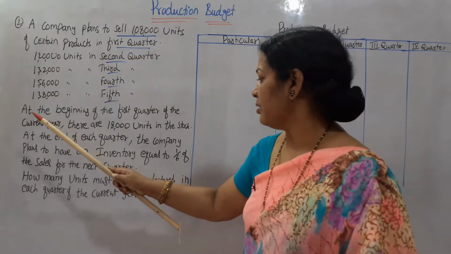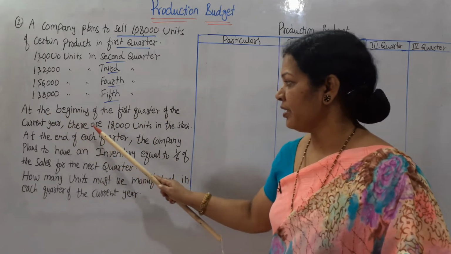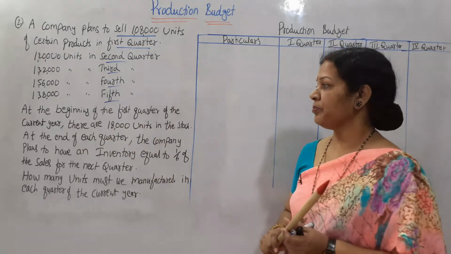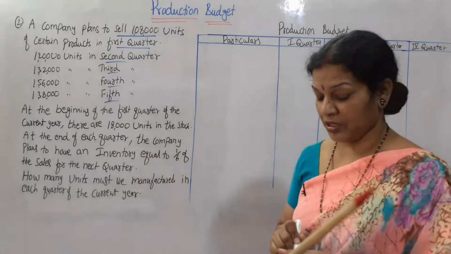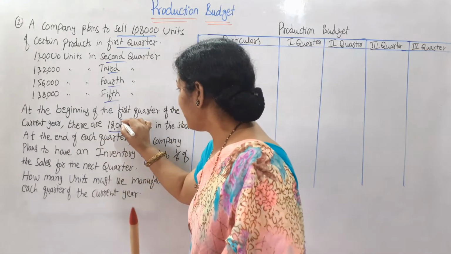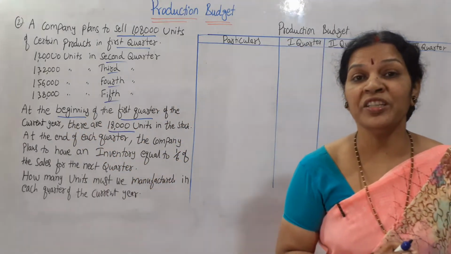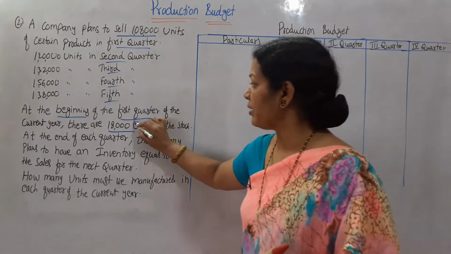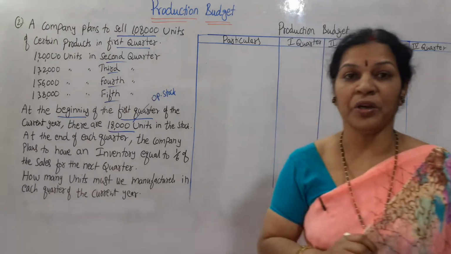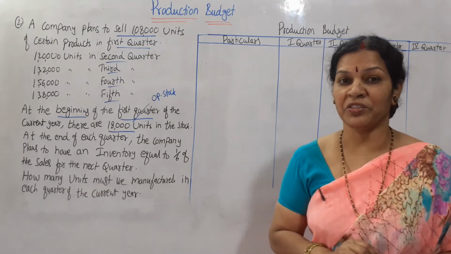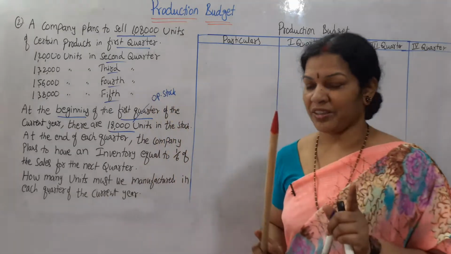At the beginning of the first quarter of the current year, there are 18,000 units. It means this is the opening stock. You have to identify that; they are not saying directly that the first quarter opening stock is this much. So 18,000 is the opening stock of the first quarter.